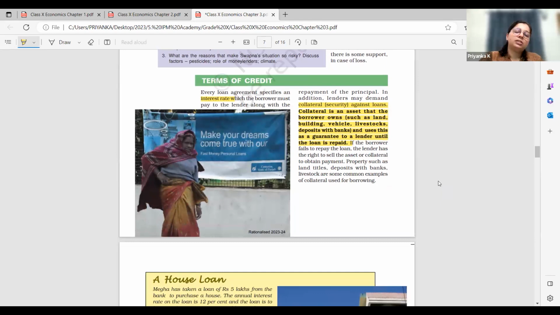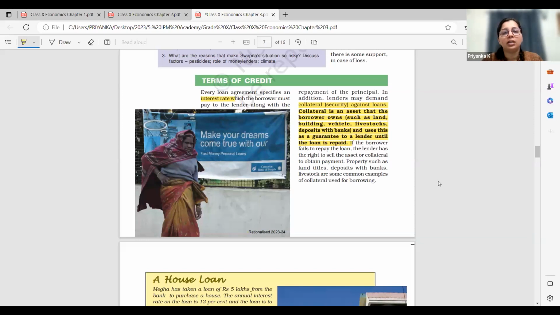Now, in terms of credit, there is another thing called terms of credit. There are certain people in our society who do not avail banking loans at all, or they don't have eligibility for a banking loan. Why is that happening? Especially in the agricultural sector and the unorganized sector, many people are not able to get loans from banking institutions. Why is that? Because there is something called terms of credit.